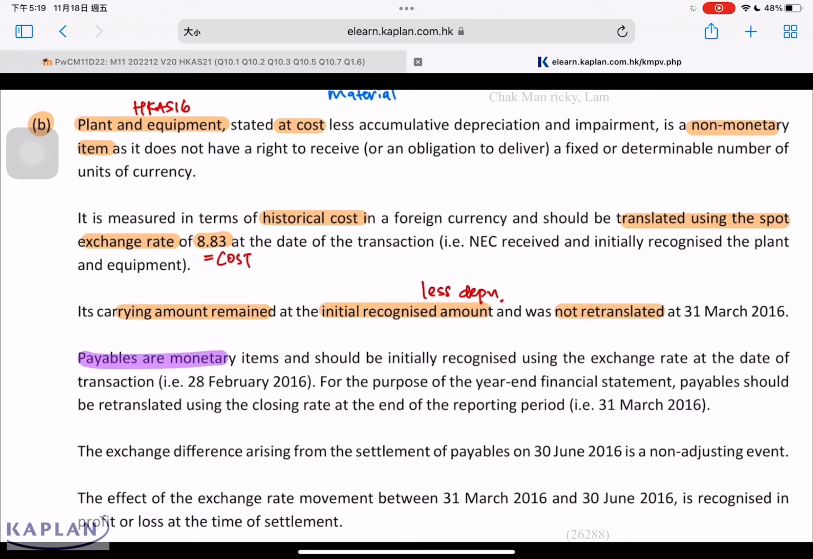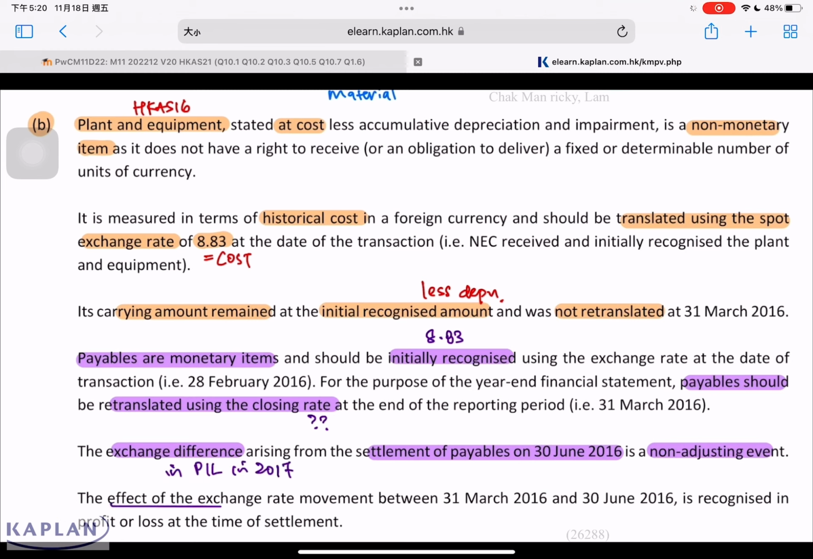The payable, as a monetary item, is initially recorded at the spot rate of 8.83. For the purpose of the financial statements, payables should be remeasured using the closing rate, which is unknown. The exchange difference arising from the settlement of the payable on 30th June is a non-adjusting event. These differences will be recognized in profit and loss in 2017. The effect of the movement in the exchange rate between 31st March and 30th June is recognized in profit and loss at the time of settlement, which in this case is 2017.